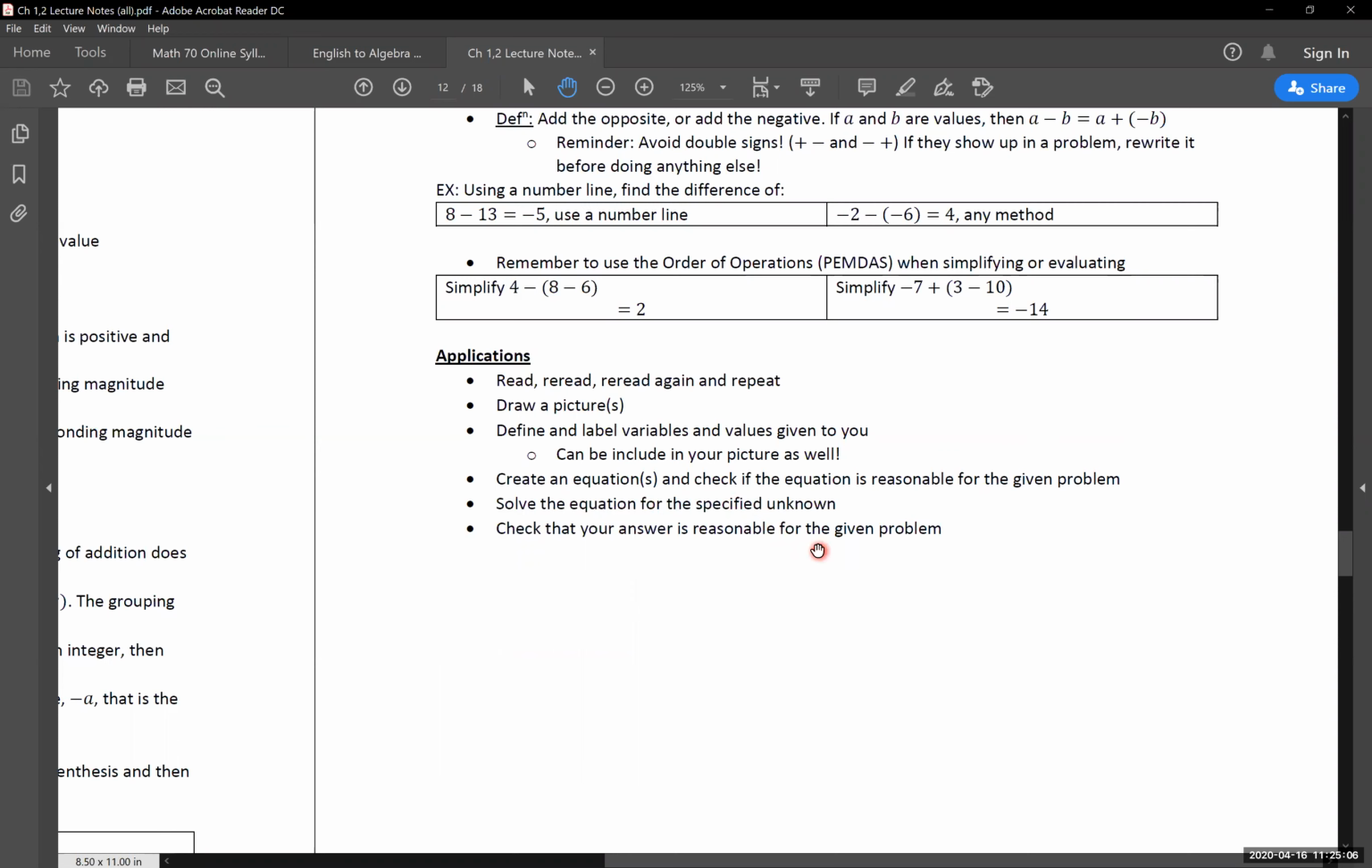Again, if we're working with the original example I gave you guys, finding the distance between point A and point B, and you go through and solve an equation that you've created and you get a negative answer. Well, mathematically, it's fine, but in the context of the given problem, we can't have a negative distance. So it's not a reasonable answer for the given problem.